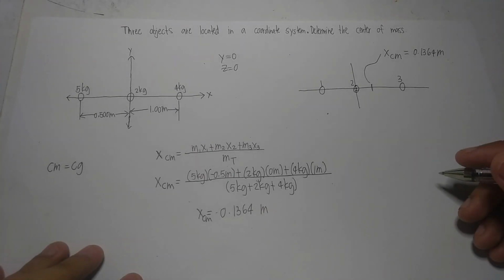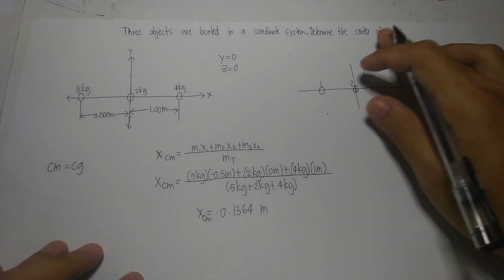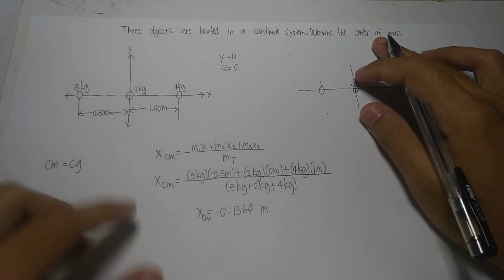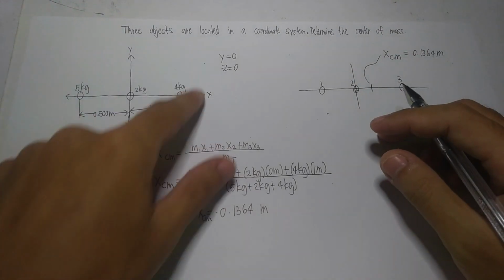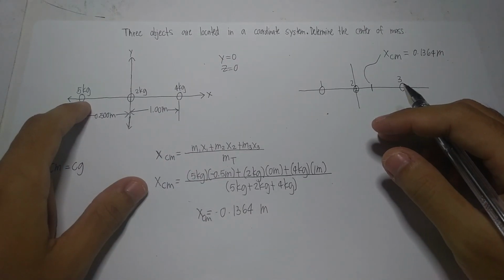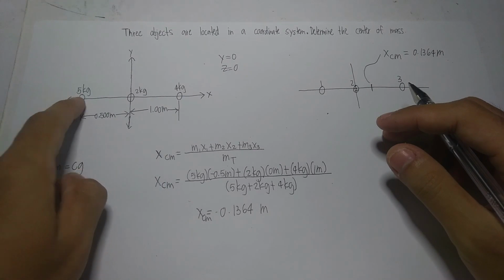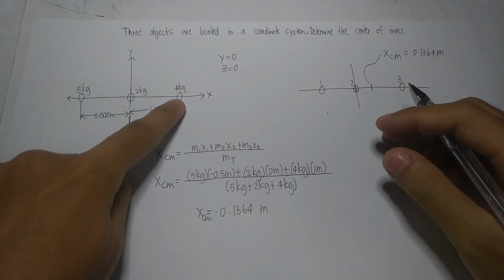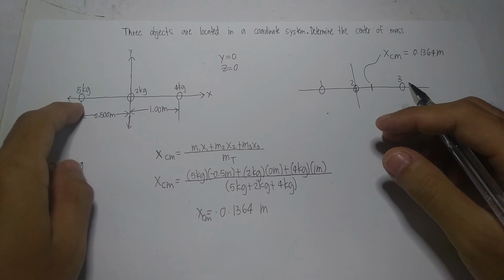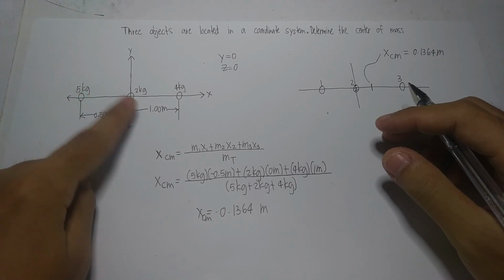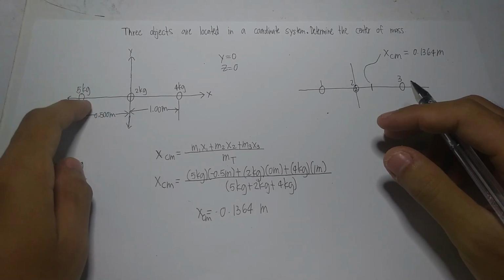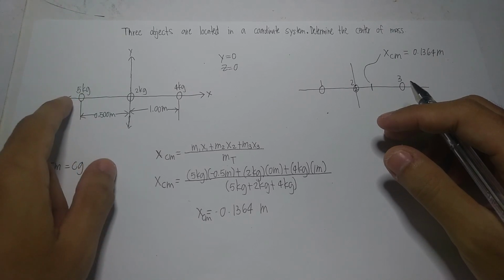In this particular problem, we are tasked to find the center of mass of the coordinate system, which is in here. It involves three objects. We will denote them as object 1, object 2, and object 3. As you can see, the objects involved in the system have different masses from one another. Thus, they have distinct masses.